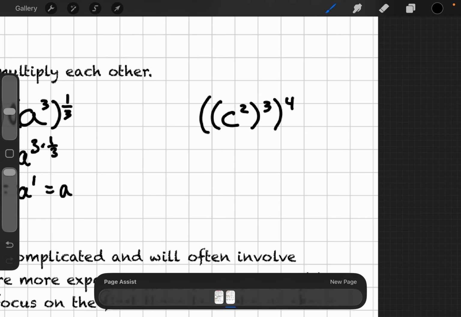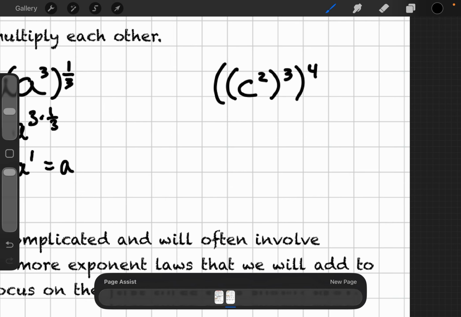Alright, if you have finished solving the problem, we will move on. Compare your answer to mine. This entire thing, this entire monster, c to the power of 2 to the power of 3 to the power of 4, is the same thing as c to the power of 2 times 3 times 4. Looks pretty menacing, but actually it's really not that hard. C to the power of 2 times 3 times 4, 2 times 3 is 6, 6 times 4 is 24. C to the power of 24.